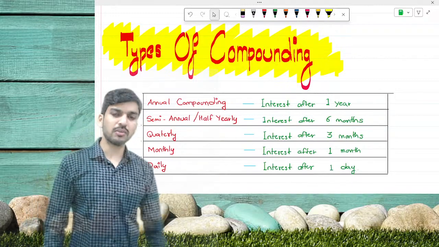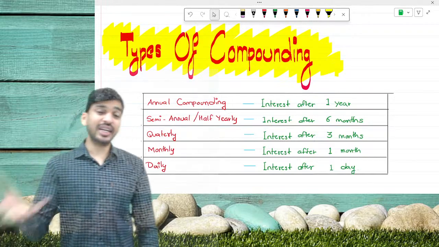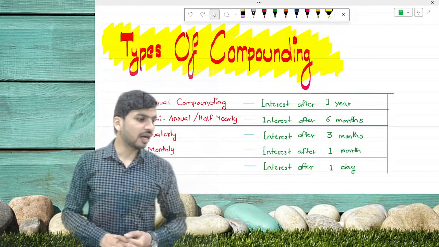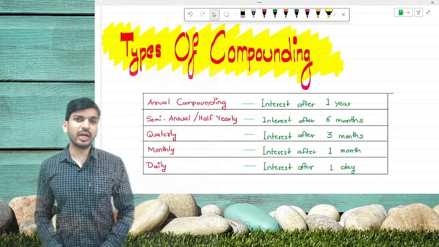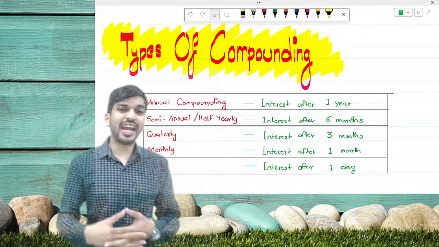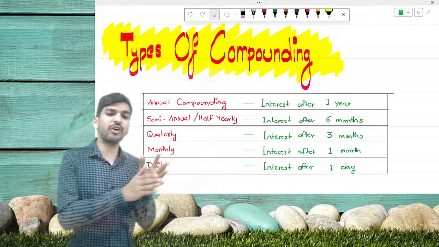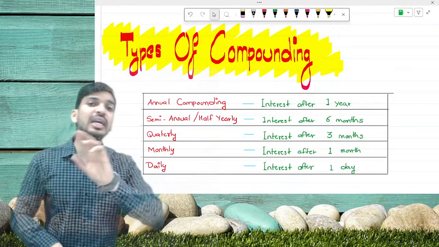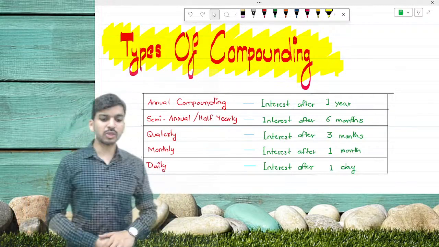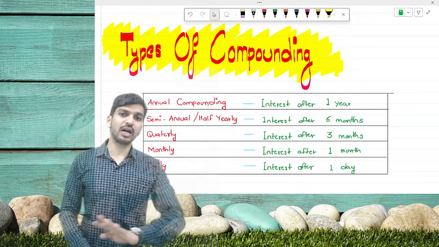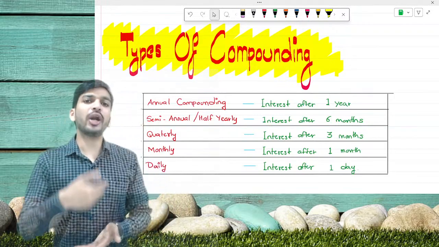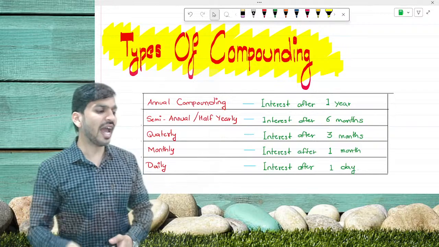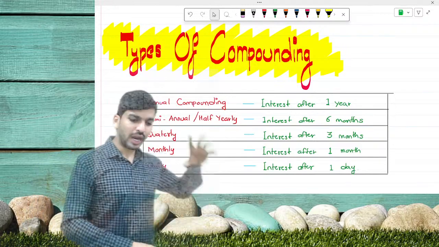Very basic, very simple terms are these. The types of compounding mean how interest can be compounded. Interest can be compounded annually. Annual compounding means at the end of the first year, at the end of 1 year, so annual compounding means yearly compounding. Second is semi-annual or half-yearly. It means interest will be given to you after every 6 months. You can take a screenshot of this.